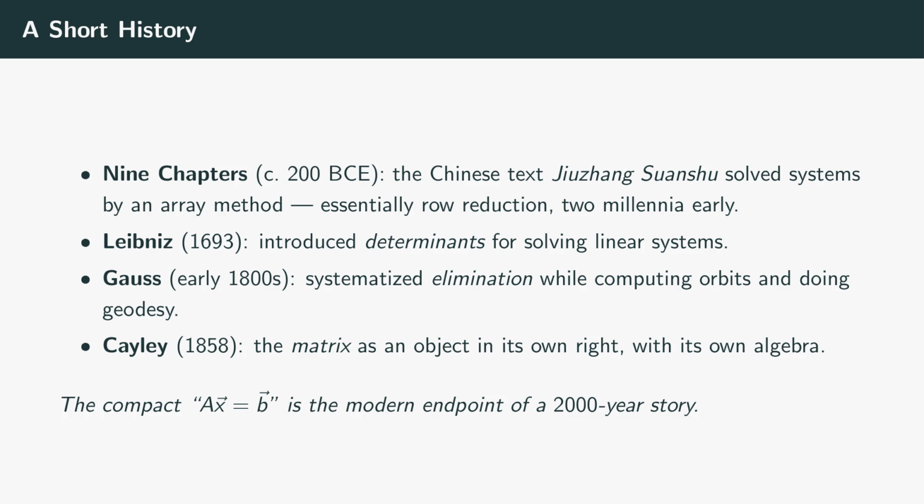Jumping ahead, in 1693, Gottfried Leibniz introduced determinants as a tool for solving linear systems. In the early 1800s, Carl Friedrich Gauss systematized the method of elimination while computing the orbit of an asteroid and surveying the Kingdom of Hanover, which is why we now call it Gaussian elimination. And in 1858, Arthur Cayley took the decisive step of treating the matrix itself as an object with its own algebra, not just a bookkeeping grid. The compact statement, A times x equals b, that we wrote today is the modern endpoint of a 2,000-year story.